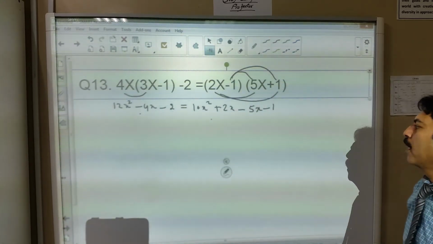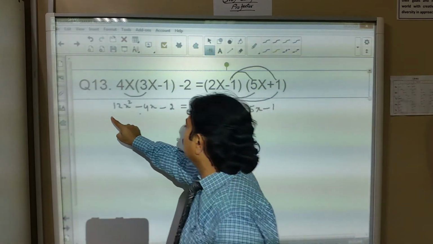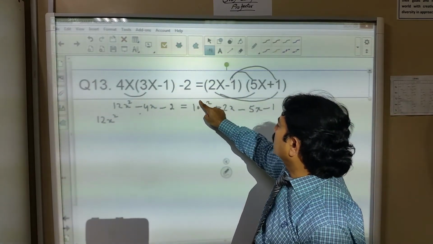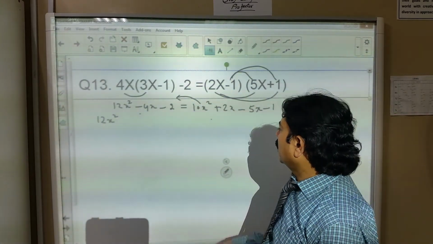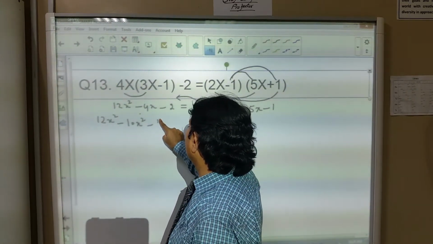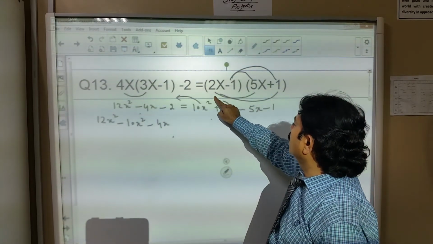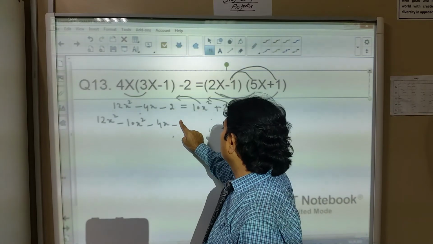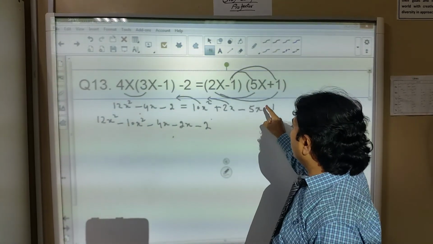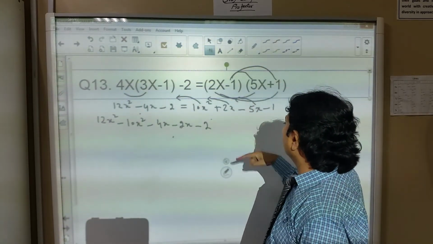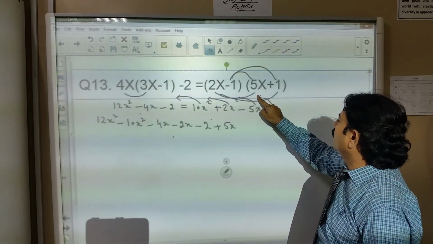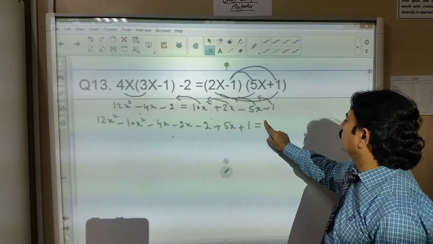Okay. Now we shall simplify it. This is 12x square. Now on right hand side, here is 10x square. So transposition, minus 10x square. Then here is minus 4x. On right hand side, here is 2x. So minus 2x. Now minus 2. And also here is the minus 5x. So you will write plus 5x. Okay. And minus 1, so it will be plus 1 is equal to 0.